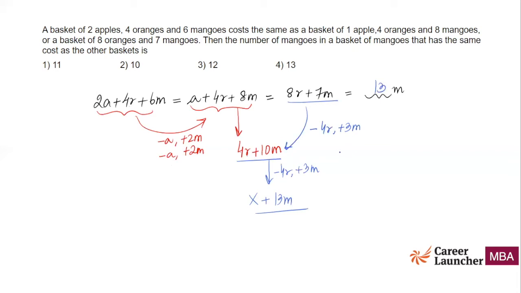So the coefficient of M over here will be 13, as in the values are equal to 13 mangoes. The price of each basket is same as the price of a basket which will have 13 mangoes. So much easier to solve this way rather than to use equations, as in to solve the relation.